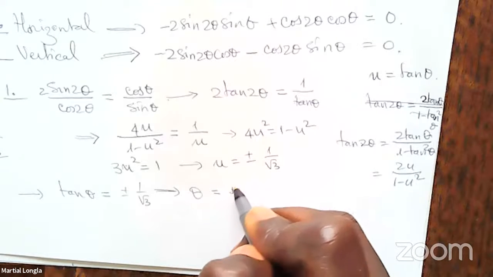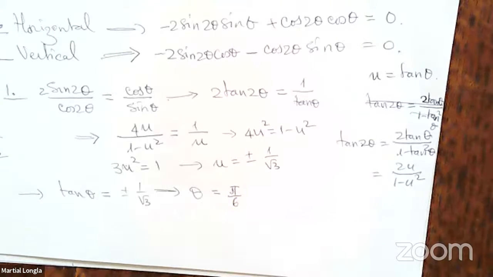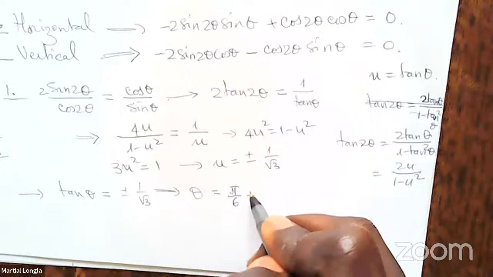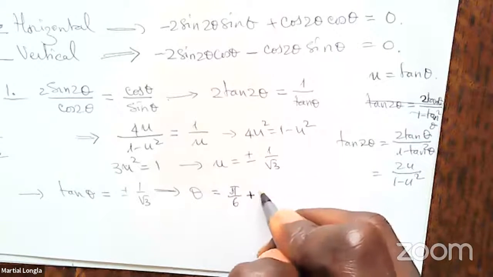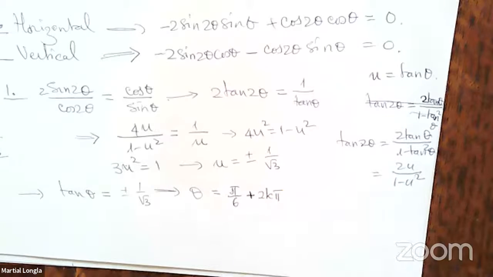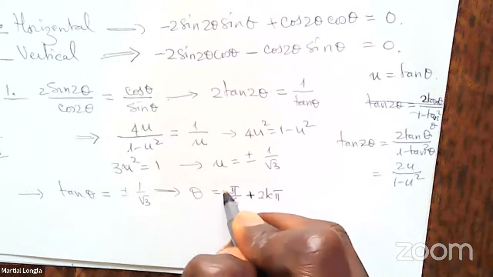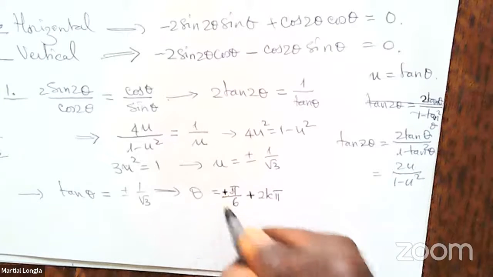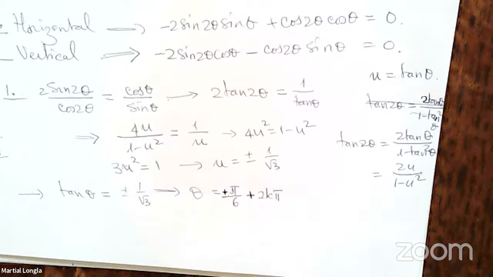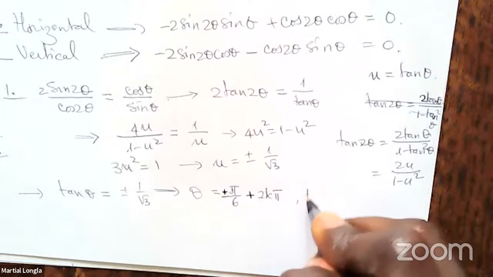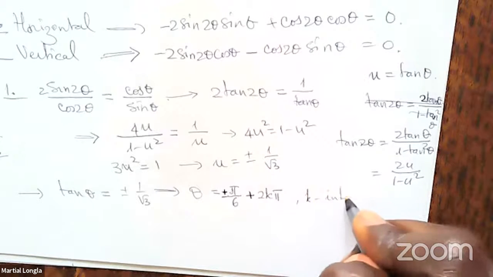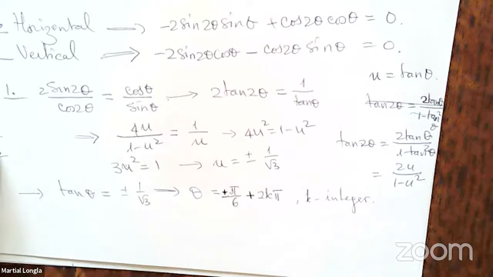So this is pi over 6 plus 2k pi. And for negative 1 over root 3, the angle is negative pi over 6. So that's why you get plus minus pi over 6 plus 2k pi, where k is an integer.